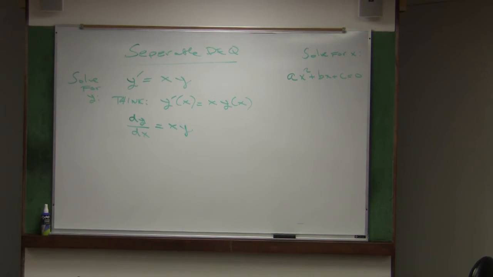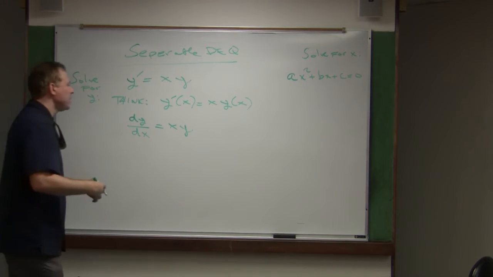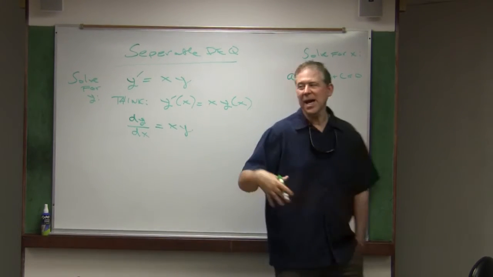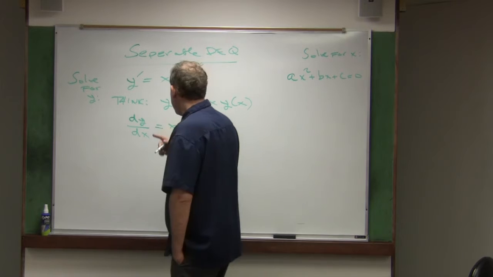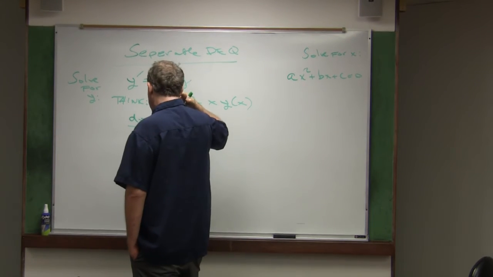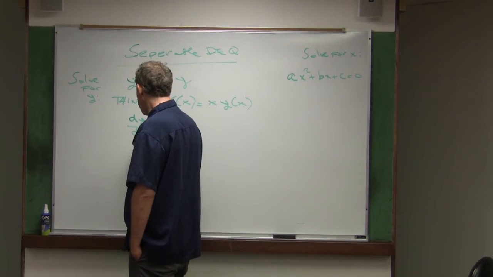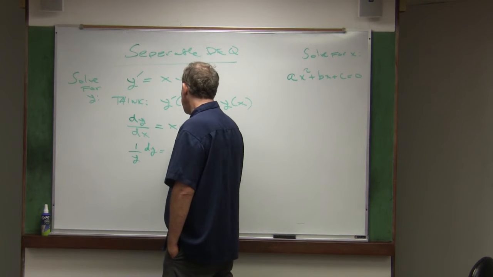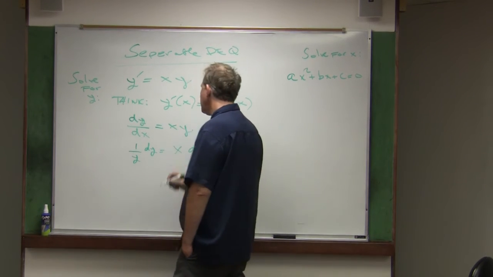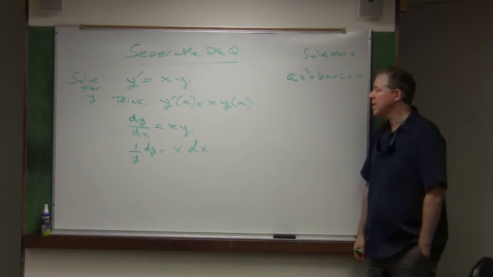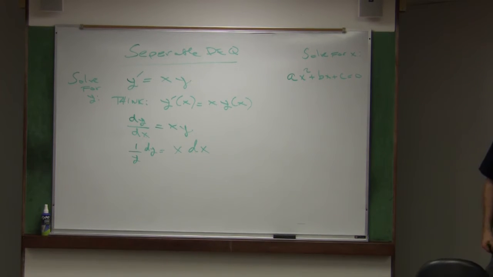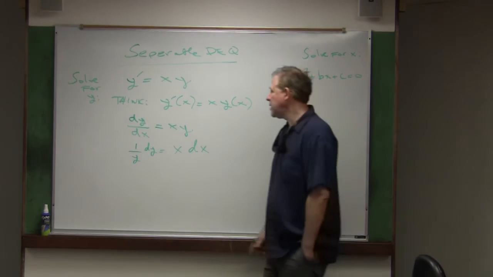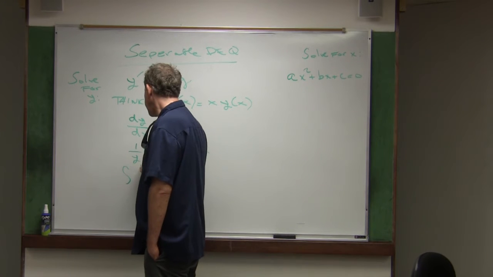And let's imagine and just pretend that we can multiply both sides by dx and bring the dx over to the other side. And then I'm going to divide both sides by y. So in other words, I'm going to get the y over on the left-hand side with the dy. It looks like I'm multiplying by dx, but I'm just kind of moving it over there. I'm getting 1 over y dy is equal to x dx. Okay? And now I'm going to integrate both sides.